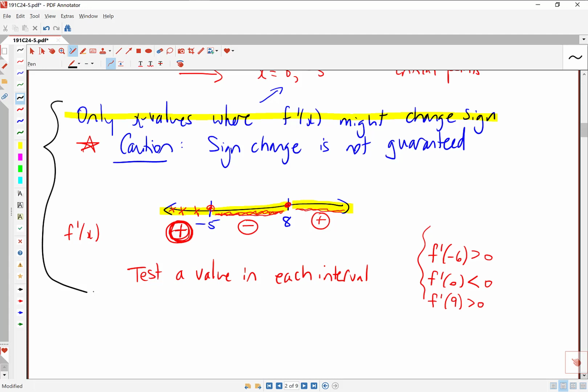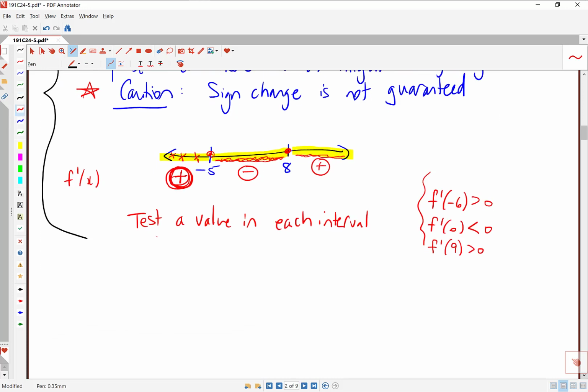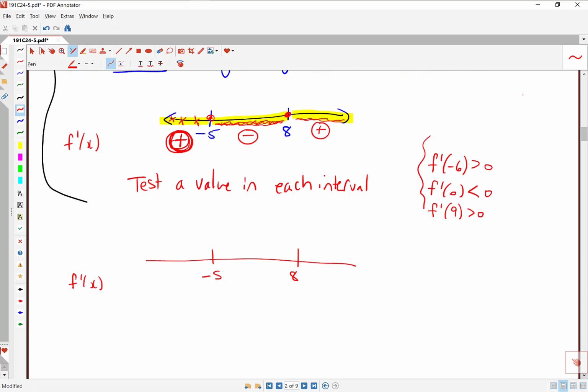this sort of problem. But in a typical problem, once you had found your critical points, what you would do is you would draw your number line just as we did. Put your critical points on there, so the -5 and 8. You would test a value in each interval and figure out the sign of f prime of x, just like we did. So we got plus, minus, plus, like that.